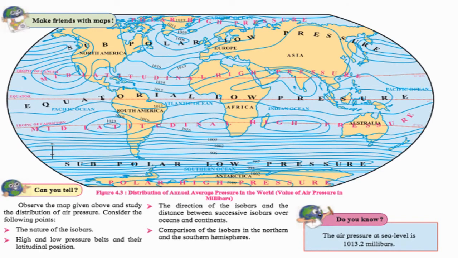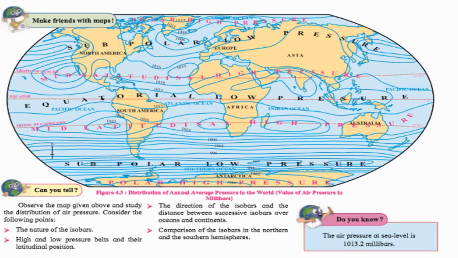Let us now take a look at figure 4.3 from your textbook and discuss some points given below. First is the nature of isobars. As you can see in the figure, the isobars are mostly moving from west to east. Second, high and low pressure belts and their latitudinal position.